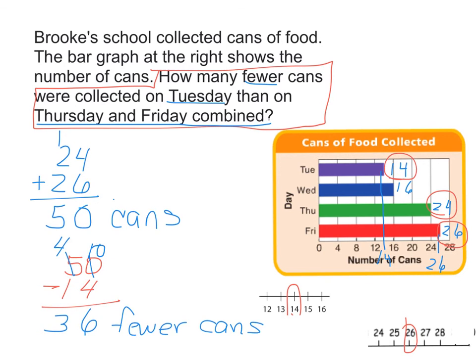So, you notice that we needed more than one step to solve this problem. Why was that? Well, first we needed to find the number of cans that were collected on Thursday and Friday combined before we were able to compare or subtract to find how many fewer cans were collected on Tuesday. So this was a two-step compare problem. In this lesson, you learned how to solve one- and two-step compare problems using data represented in scaled bar graphs.